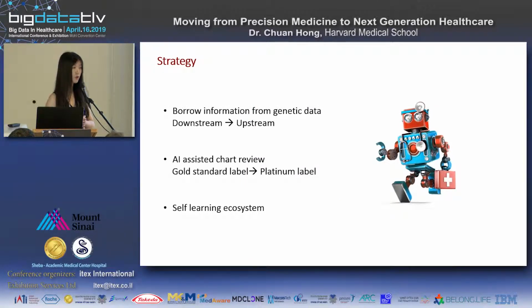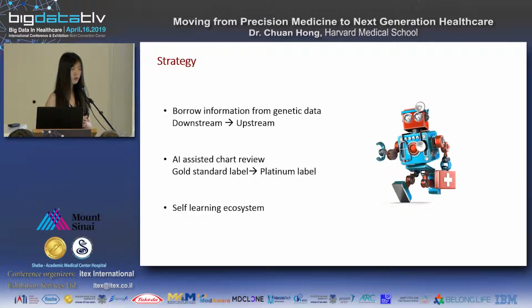So here comes our strategy. First, we want to borrow information from genetic data. As we know, genetic study is our downstream study: after we get our phenotyping result, we go to genetic study. But can we use the genetic data to facilitate our upstream study, if in the literature we have some significant effect of some SNPs?